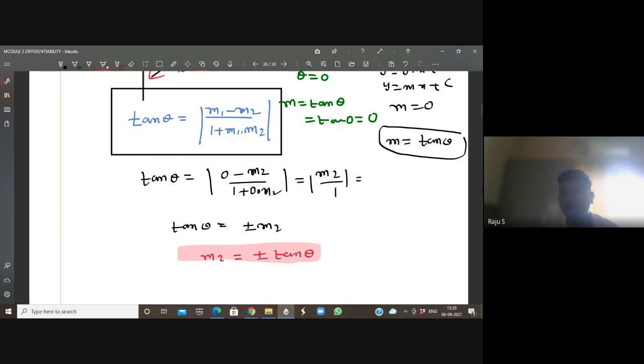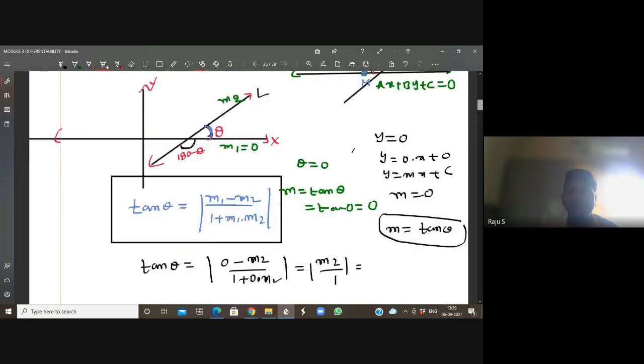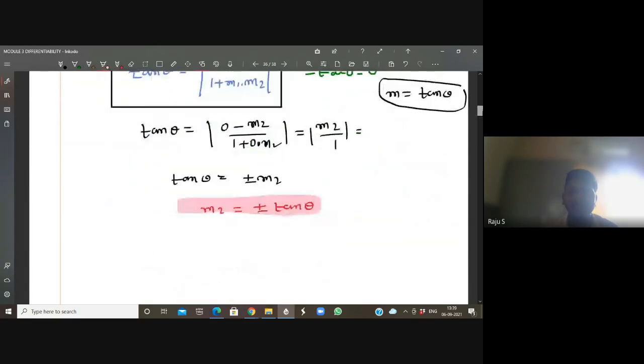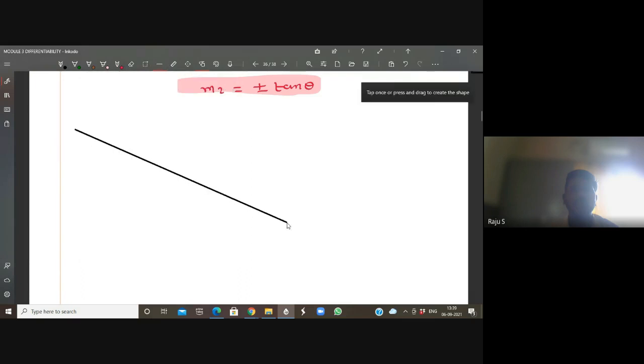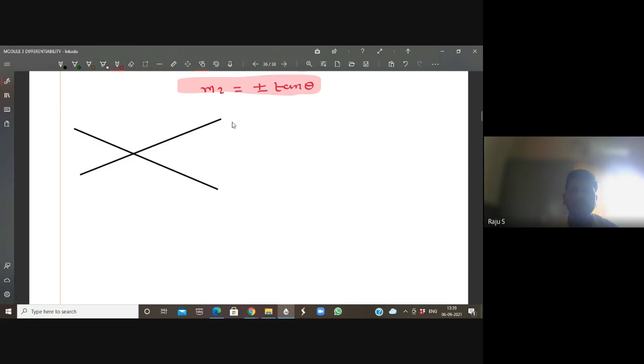Okay, fine. One of the lines is the x-axis and the other has slope m2, that is okay. But if the two lines are different from the x-axis, both non-vertical lines, how can you find the angle between them? For example, this line I'm taking as L1 and this line as L2. L1 has slope m1 and L2 has slope m2. I want to find the angle between these two lines.